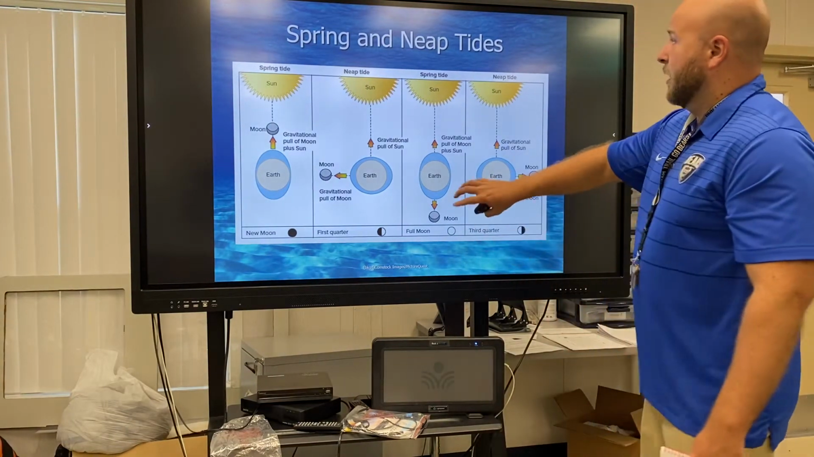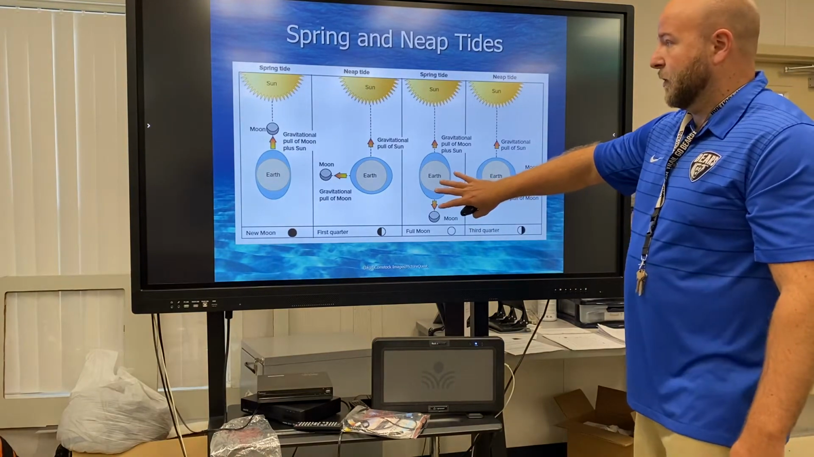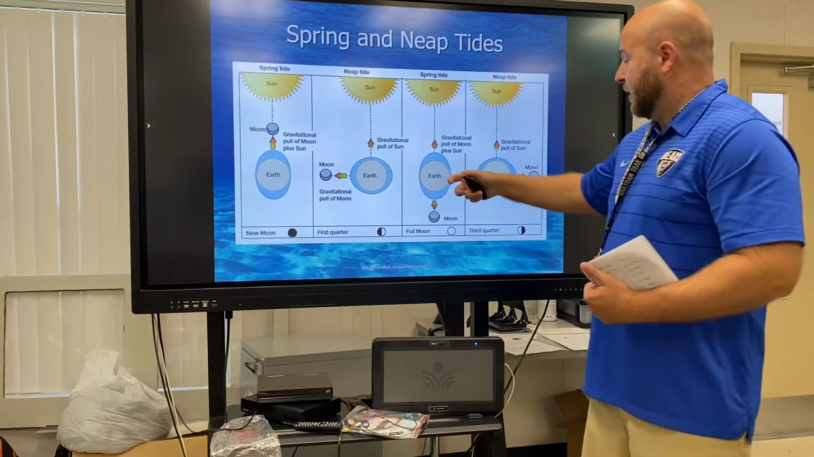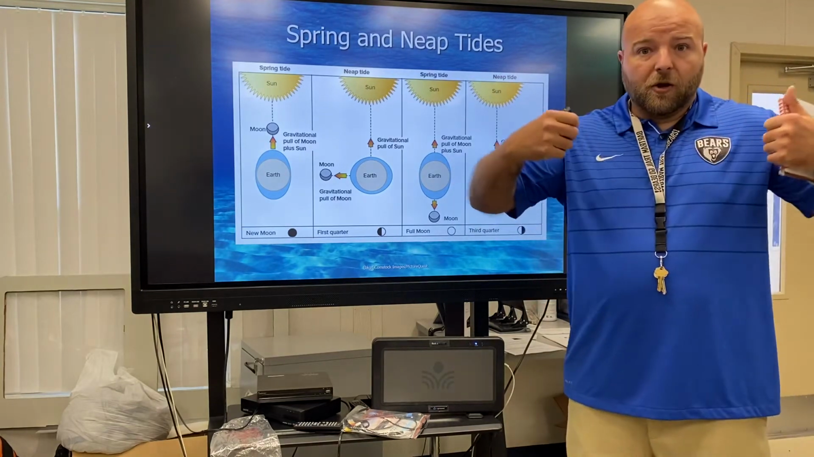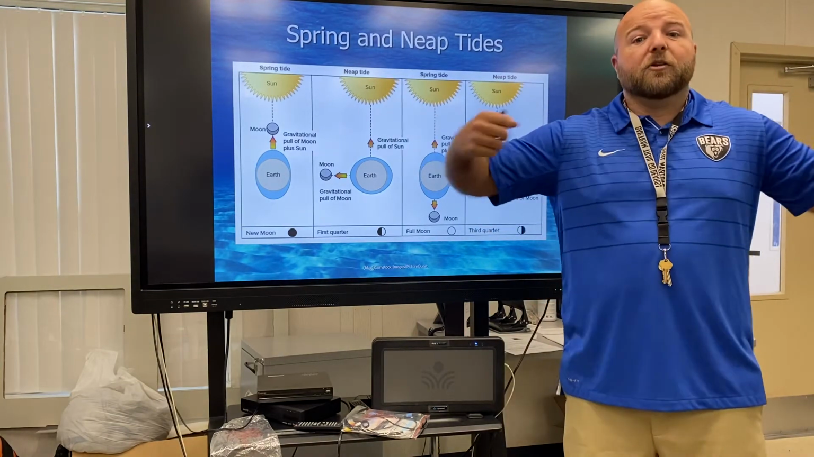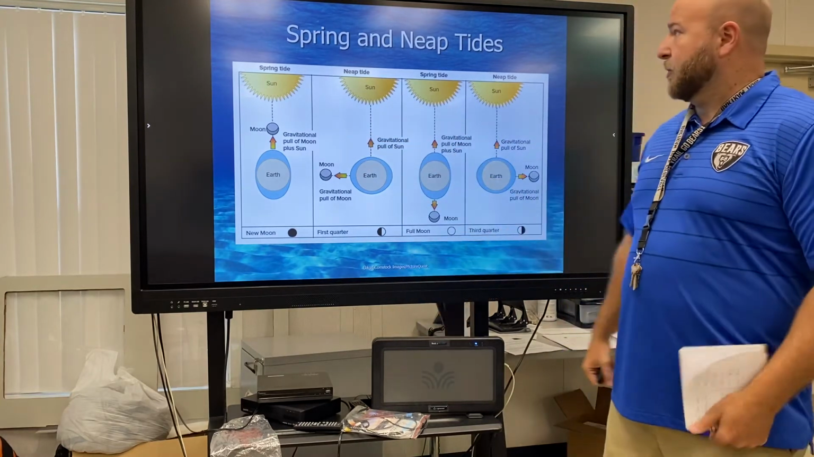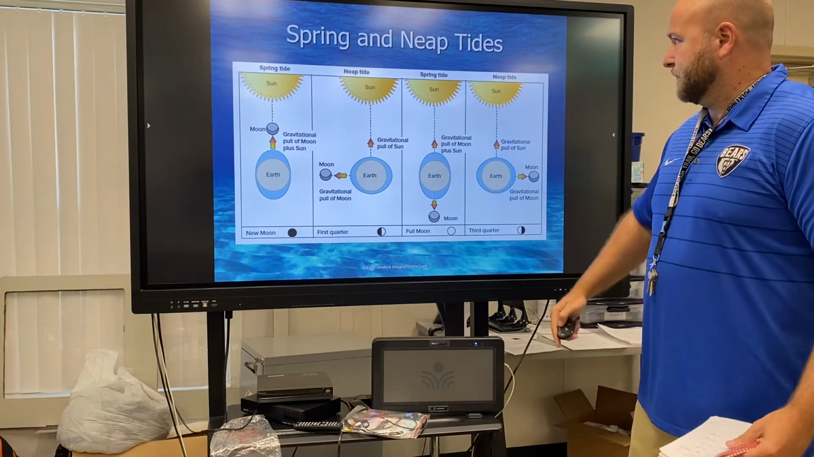So here, just another way that the spring tide can work. Here you've got the sun and the moon both pulling in the same direction. Here you've got the sun and the moon on opposite sides of the earth pulling it away. But really the result is the same. We end up with a spring tide either way.